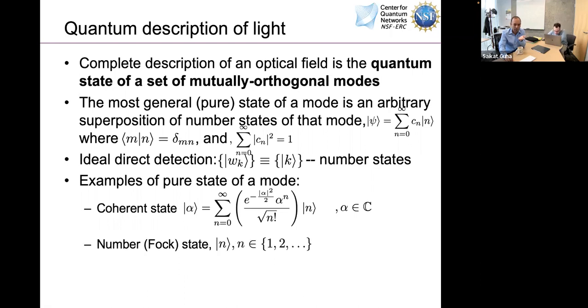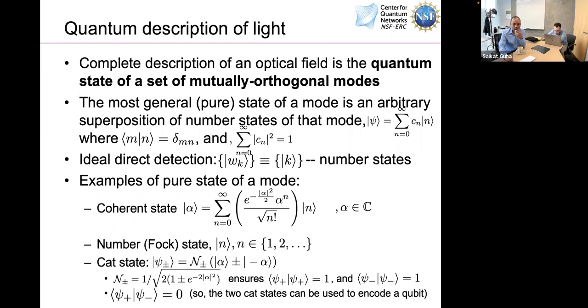There are examples of pure states of a mode. I talked about the coherent state and the Fock state. But I can take two coherent states and write a summation of them, alpha plus minus alpha or alpha minus minus alpha. Okay, I have to pick a normalization constant, obviously, so that the state has a proper normalization. But these states are called cat states. They're a highly, highly non-classical state of light. It's like a superposition of a mode being plus alpha or minus alpha. This is not a coherent state anymore.